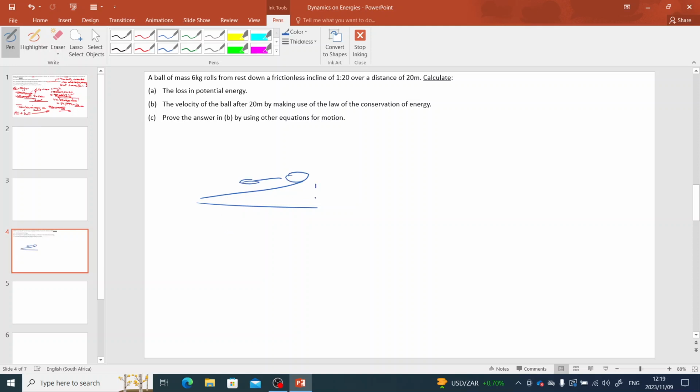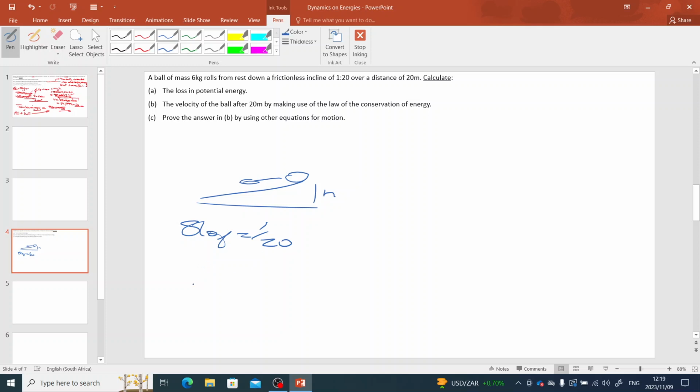Then this would be the height of your slope. Then we are given the slope there. The slope, as they are saying, is 1:20. Like I said, you can work out your slope in this way, or you can work it out into degree form.